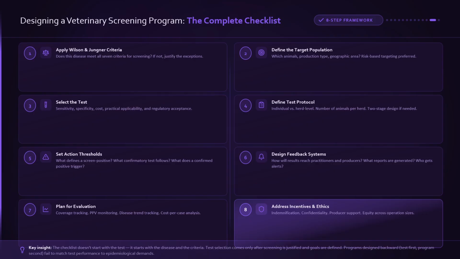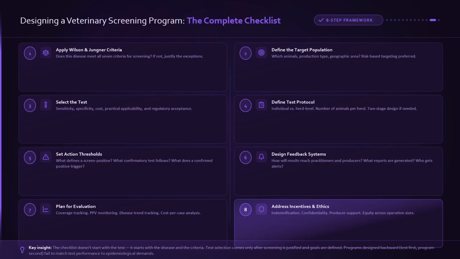Step 5, set your action thresholds in advance. What counts as a screen positive? What confirmatory test follows? And what does a confirmed positive actually trigger? Quarantine, culling, treatment? Decide all of this before you start.